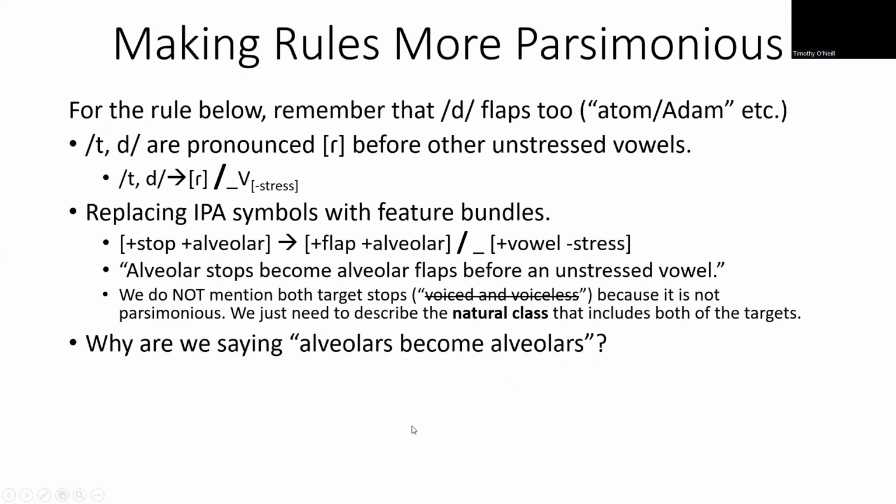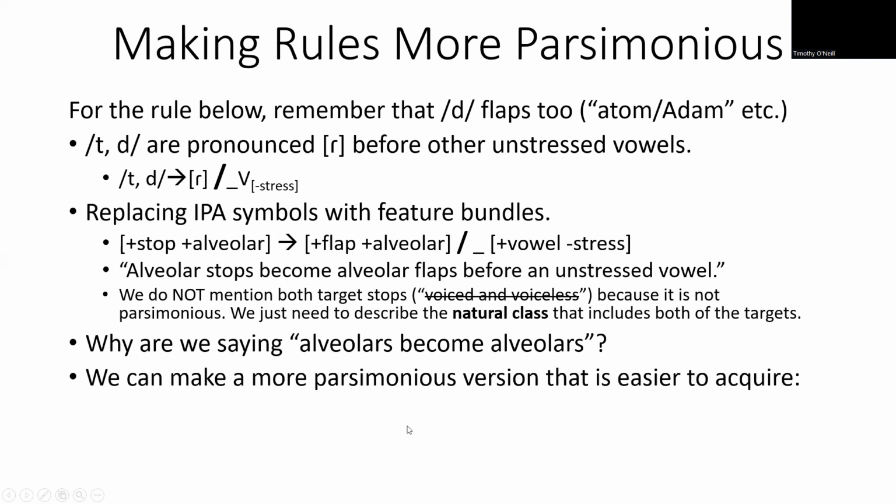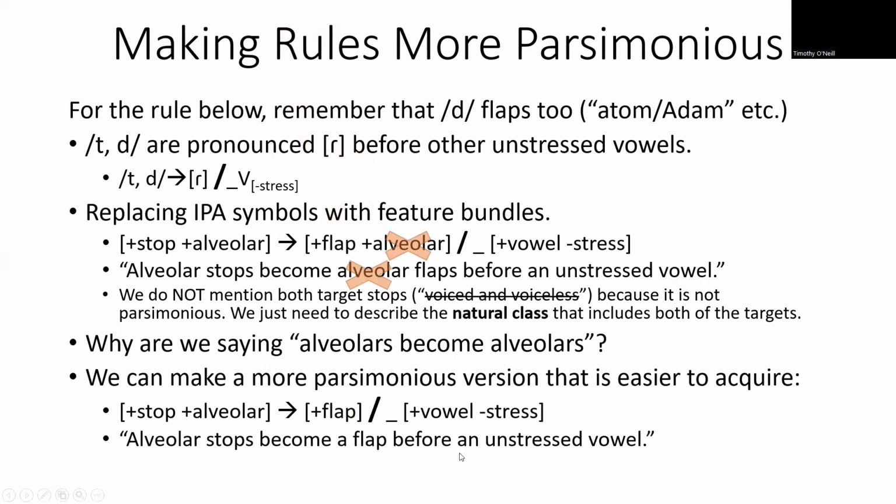But again, we have this problem where we're saying alveolars become alveolars, but they're already alveolars. So we want that more parsimonious rule that's easier to acquire. And so we take out that second instance of alveolar, and instead we say alveolar stops become a flap, or alveolar stops become flaps before an unstressed vowel. Now the rule is one feature fewer.